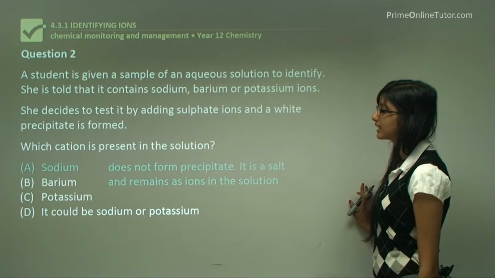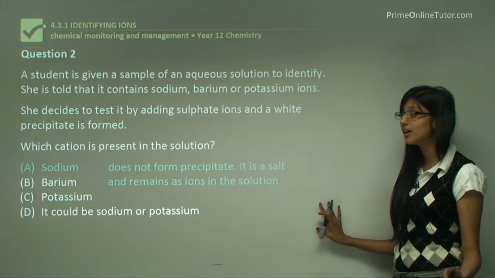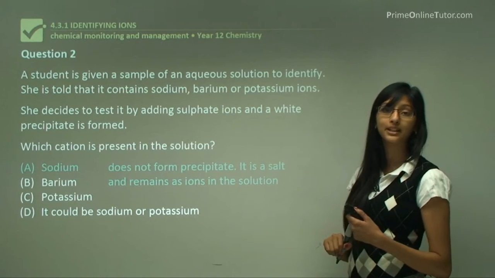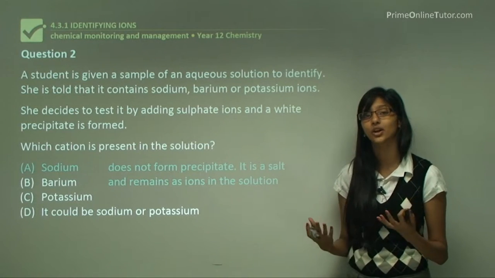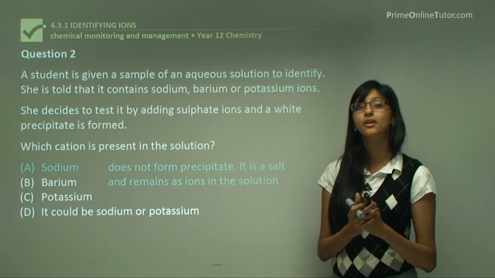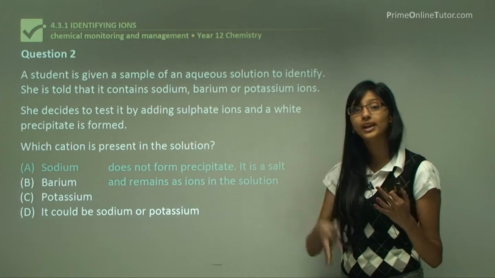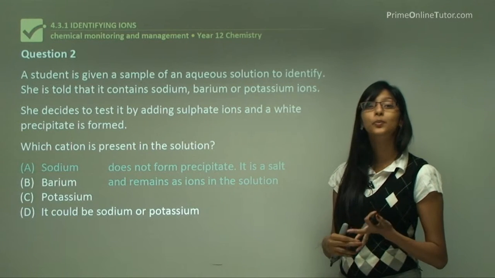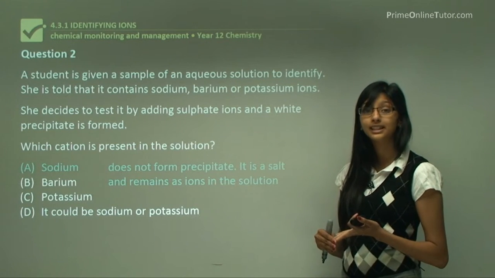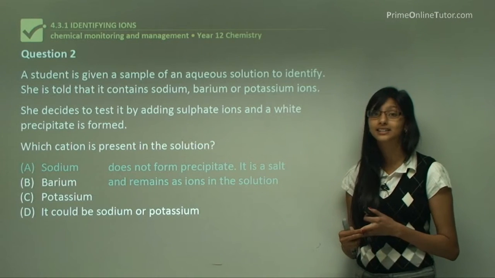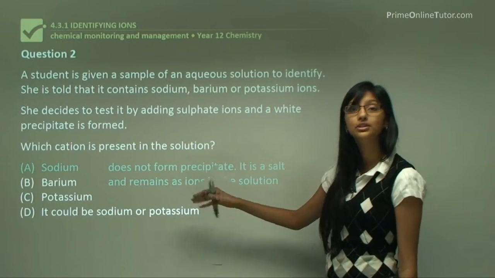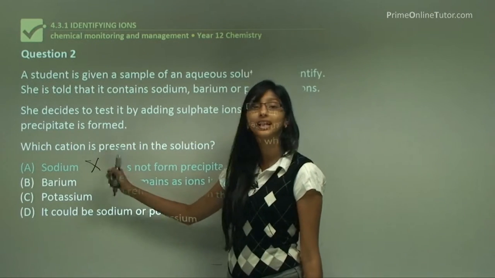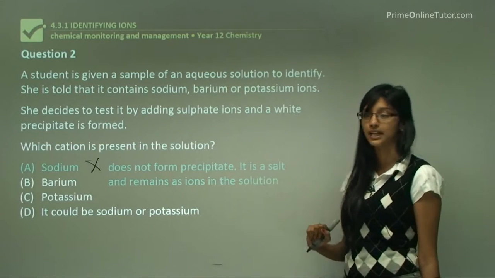Option A tells us sodium. Now this is wrong because sodium does not form a precipitate, it remains as a salt. If you can remember from before, sodium belongs to group 1 elements, and we have already seen in our solubility rules that group 1 elements do not form precipitates. They always remain as ions in your solution. So sodium is not the answer because it's a group 1 element and it should not form a precipitate.